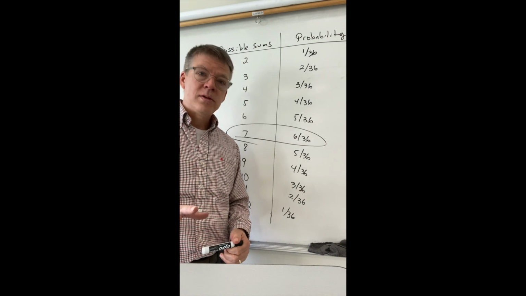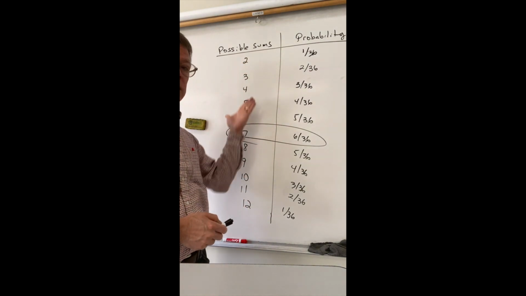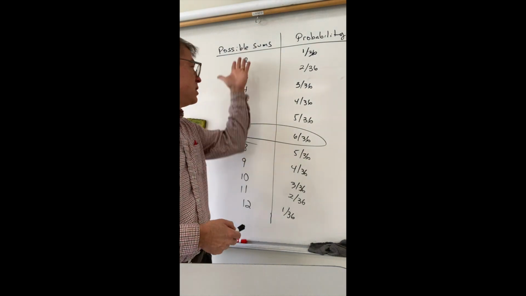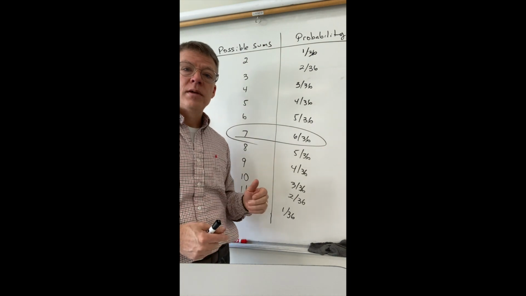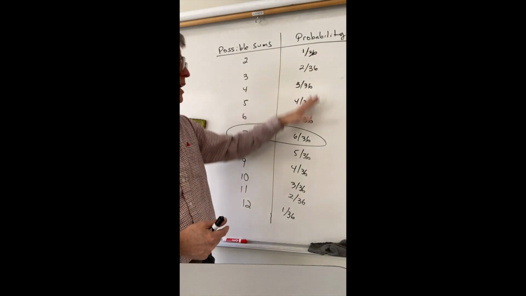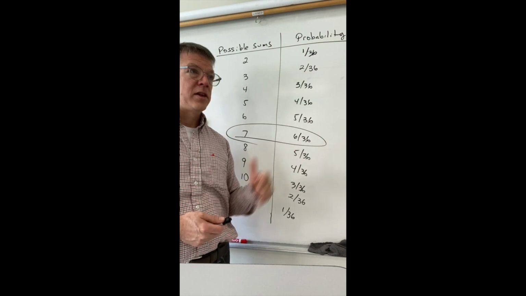So to review, when you do one of these things, this side here is always the number of outcomes or a list of the outcomes that are possible, okay? And this side here will always be the probability of those outcomes. And then you just fill it in.